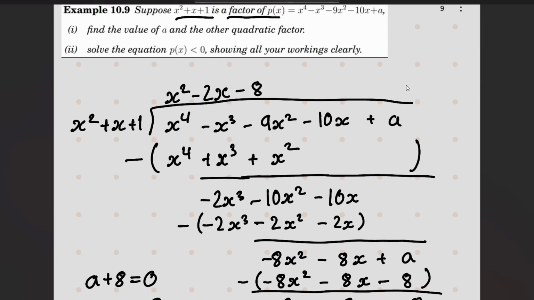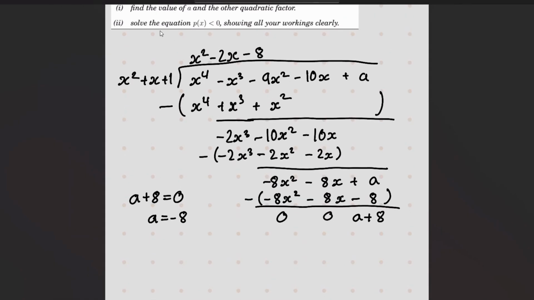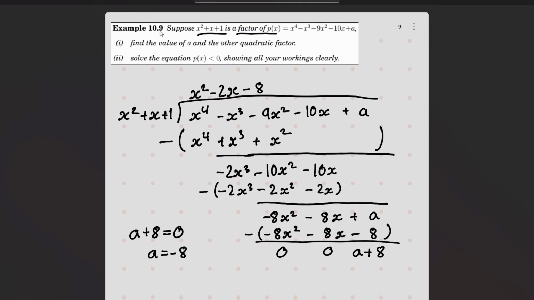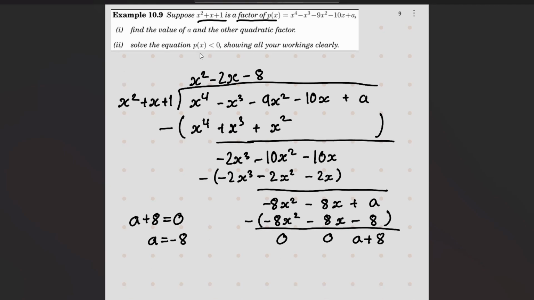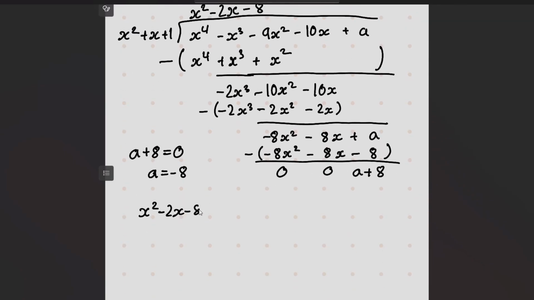So now you've found the value of a as well as the other quadratic factor, which is x squared minus 2x minus 8. So now we're going to take a look at the second part of the question. Solve the equation function of x is less than 0. So we're going to be working with the divisor and the quotient. And that's pretty much x squared minus 2x minus 8 times x squared plus x plus 1, as we have just seen with the division algorithm.